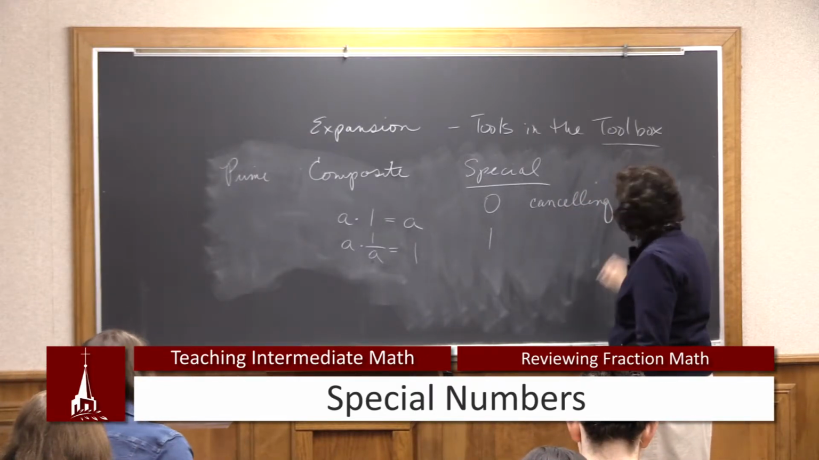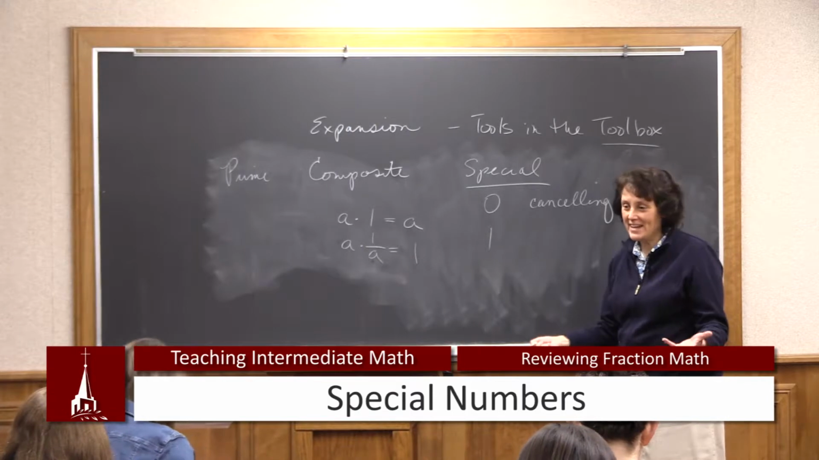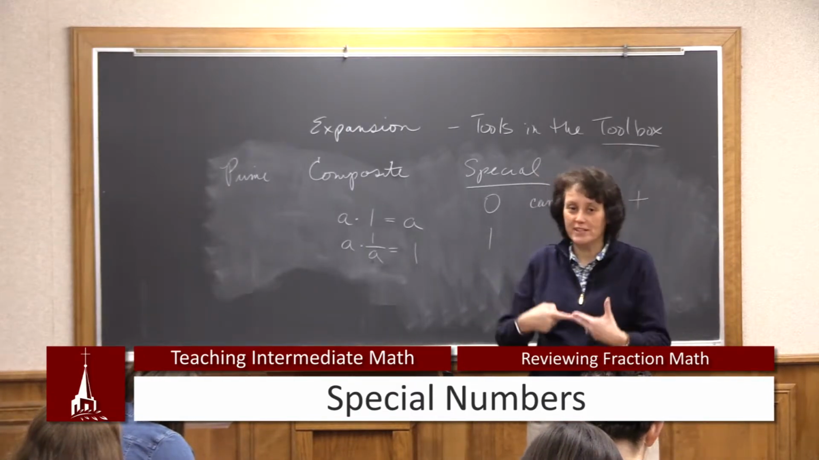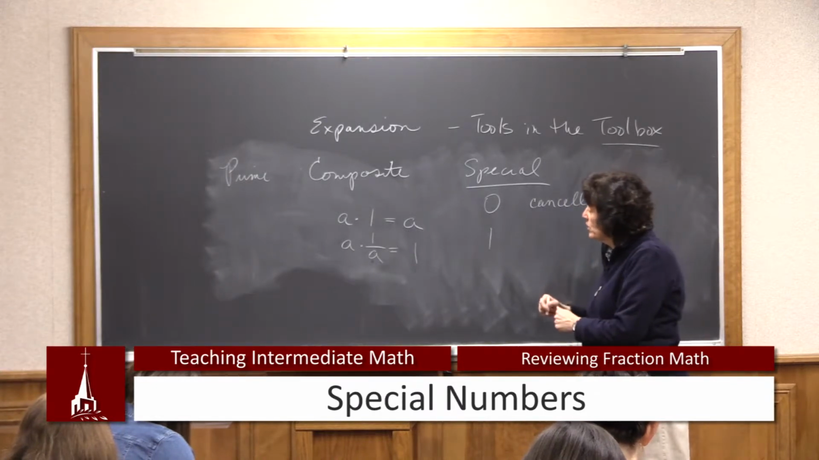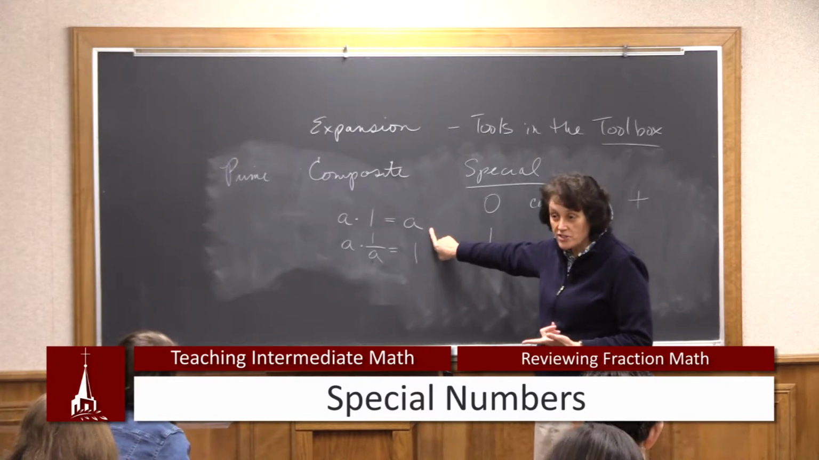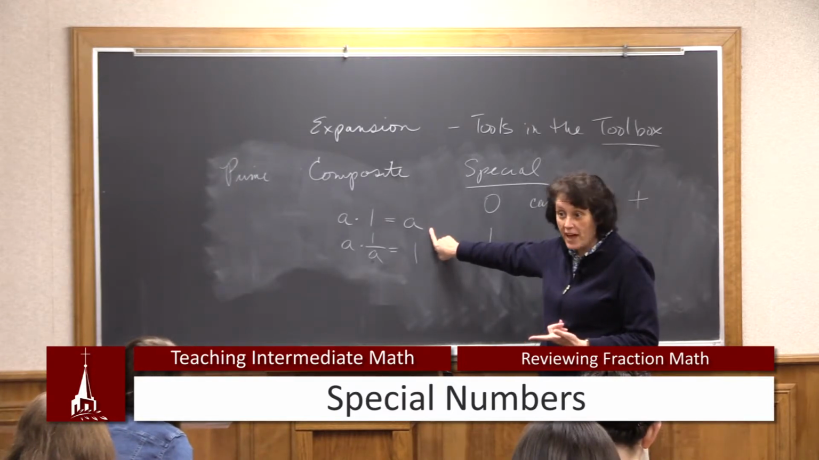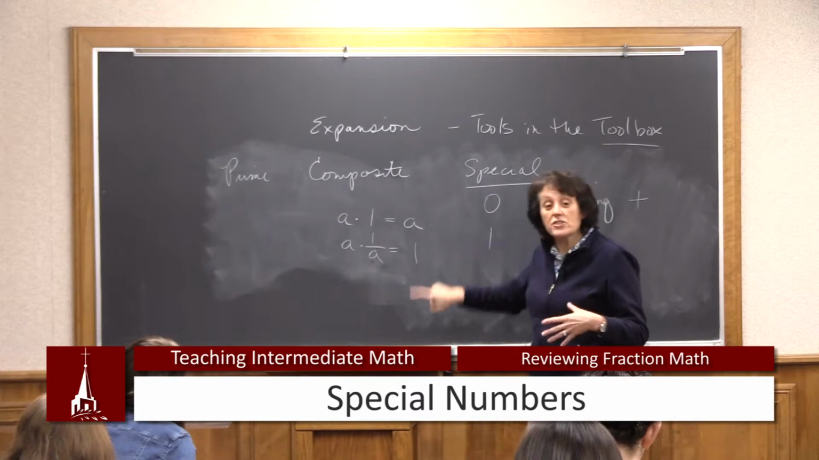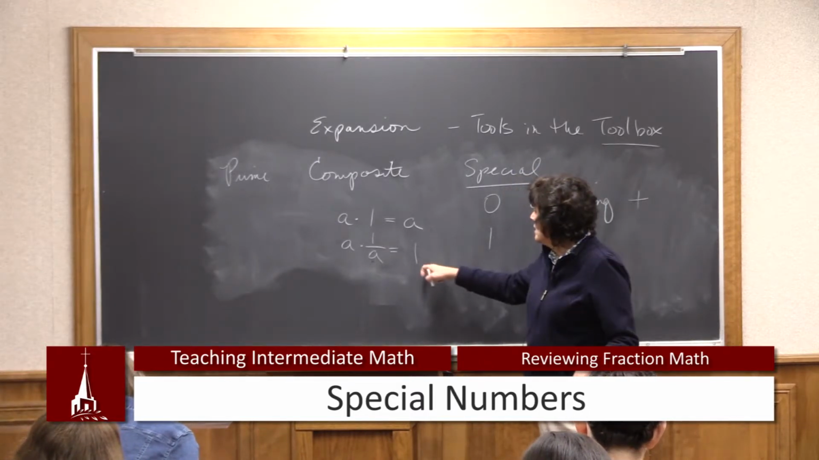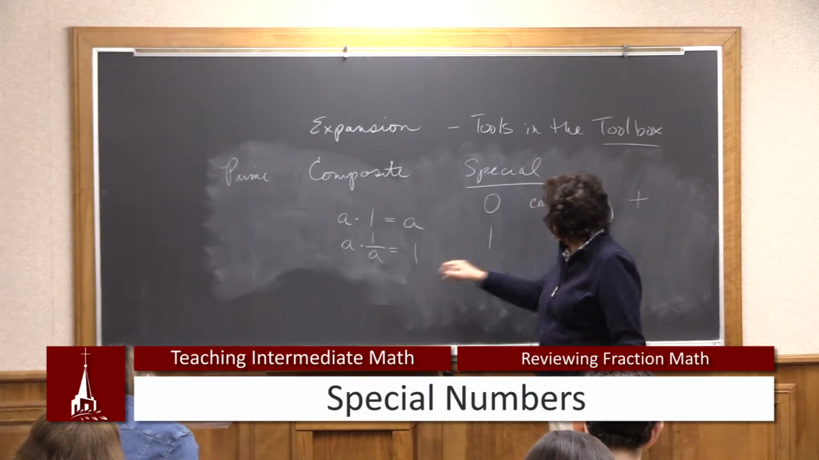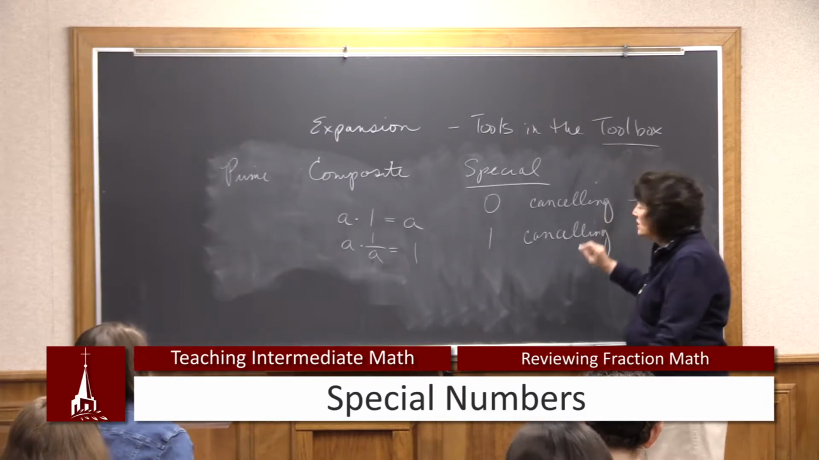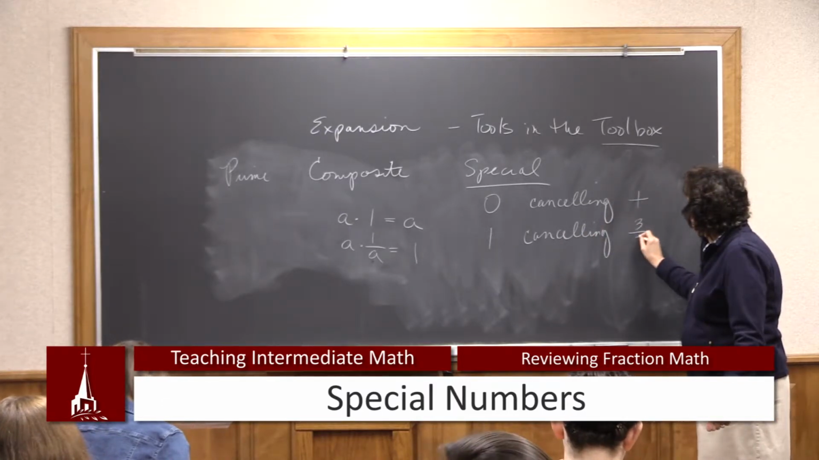So 0 is involved with canceling when you add. It's the additive identity number. It is the result when you cancel addition, you get 0. The same is true with 1. 1 is the multiplicative identity. It does not change when you use 1 as a factor. It doesn't change the product, just like when you use 0 as an addend, it doesn't change the sum. And it's also involved in canceling. What do you get when you cancel?